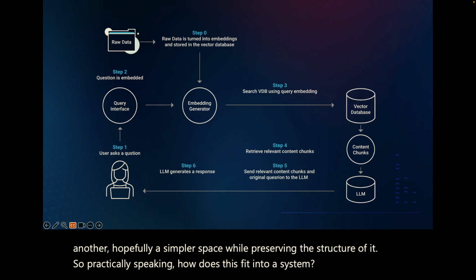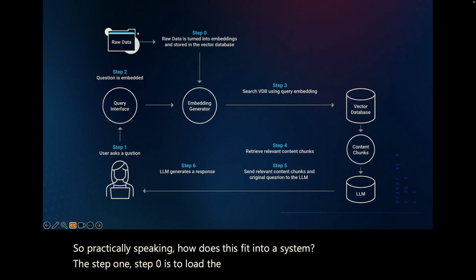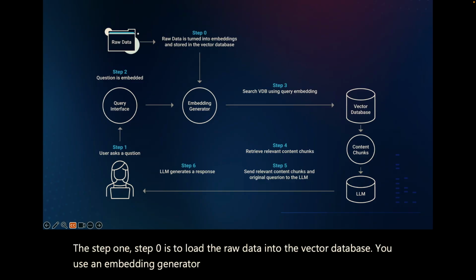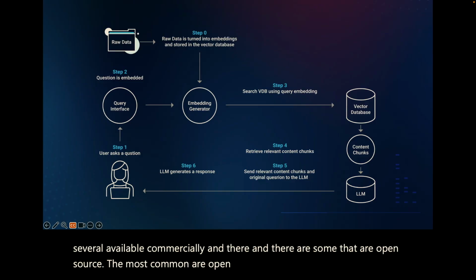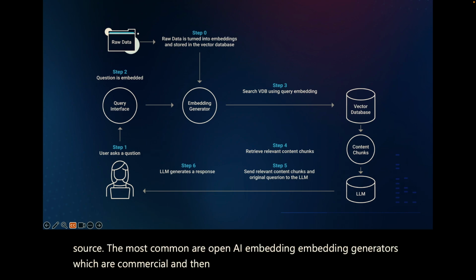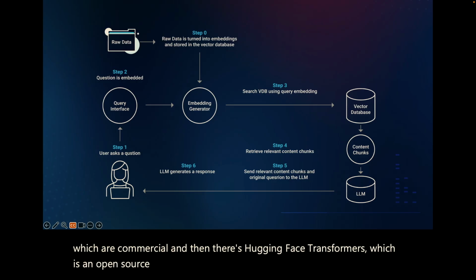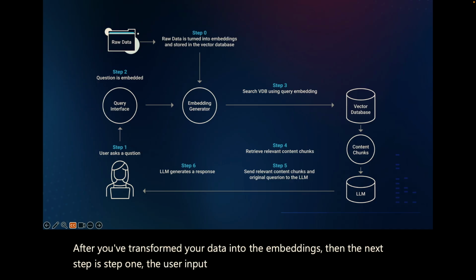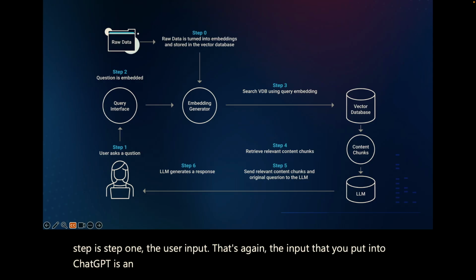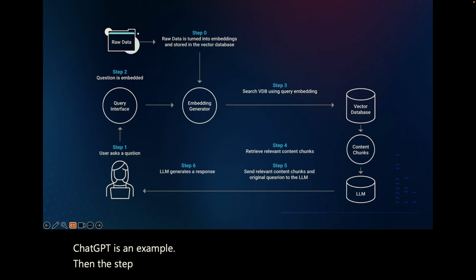Step 0 is to load the raw data into the vector database. You use an embedding generator to create vector embeddings, and there are several available commercially and some that are open source. The most common are OpenAI embedding generators, which are commercial, and then there's Hugging Face Transformers, which is an open source tool. After you've transformed your data into embeddings, the next step is step one, the user input. That's, again, the input that you put into ChatGPT as an example. Then step two is embedding the question using the same embedding model used to embed the documents.